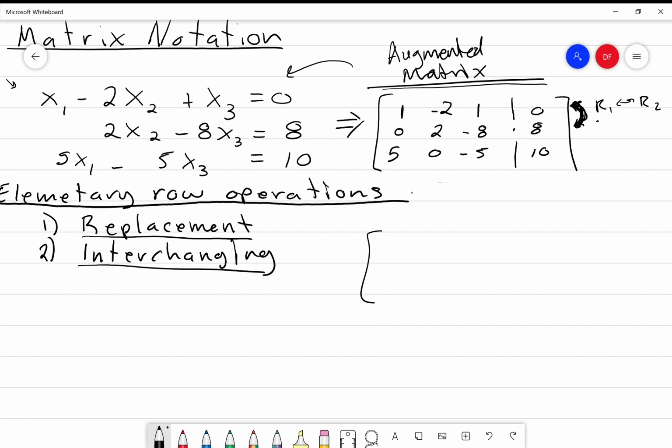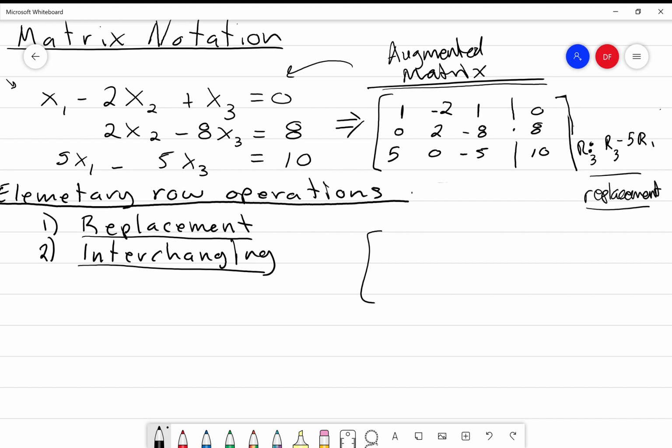I can take any row, let's say row 3, and I want to replace row 3 with row 3 minus 5 times row 1. This is called replacement.